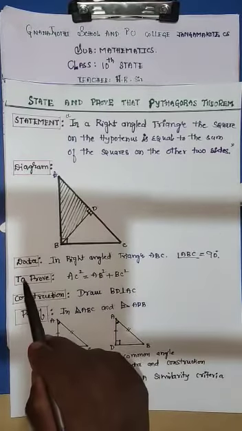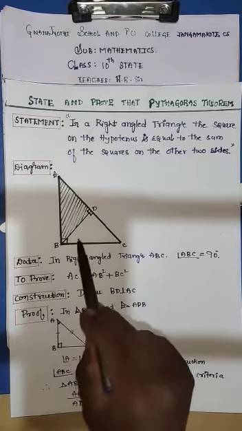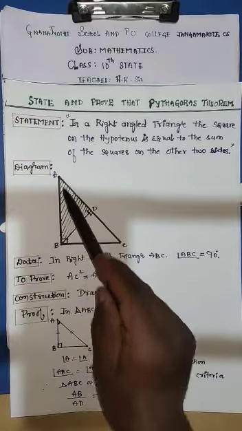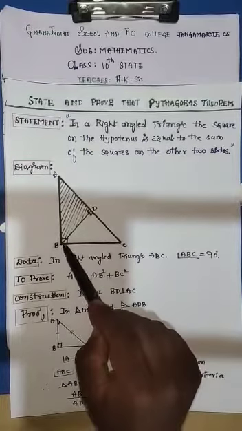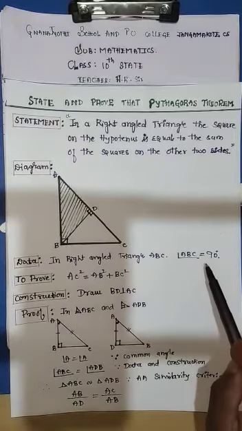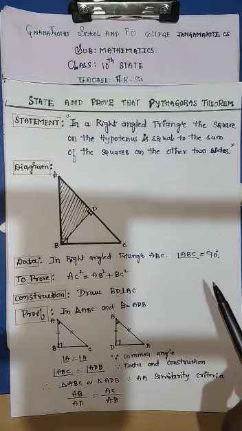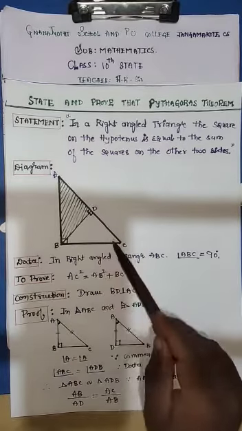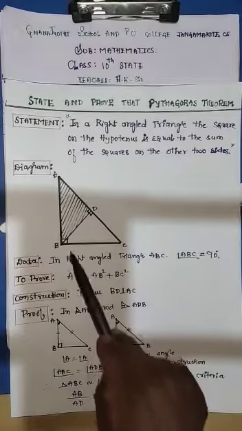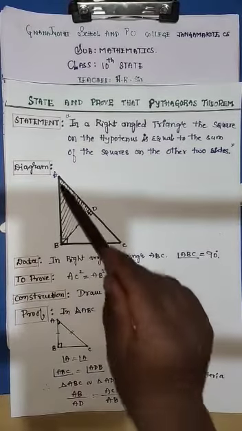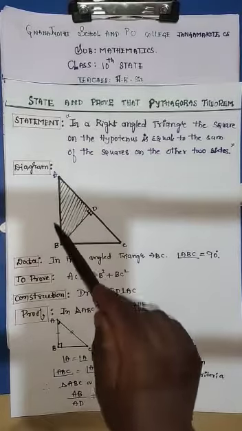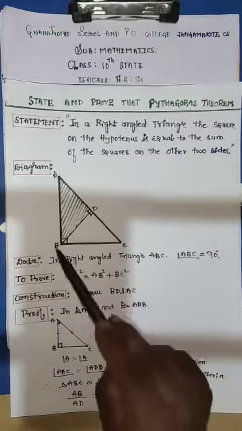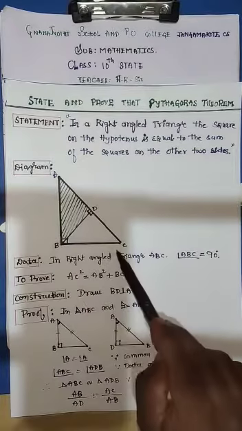So the next step is data. The given data is, in a right angle triangle ABC, angle ABC equals 90 degrees, right? We need to prove that AC square is equal to AB square plus BC square, right? That is the statement in a right angle triangle. Here we have a right angle triangle ABC, right?